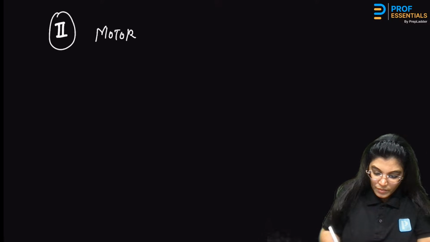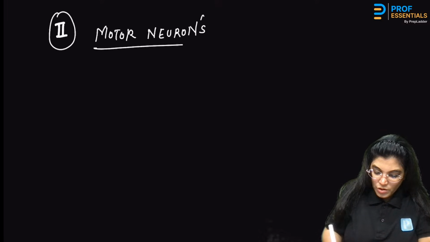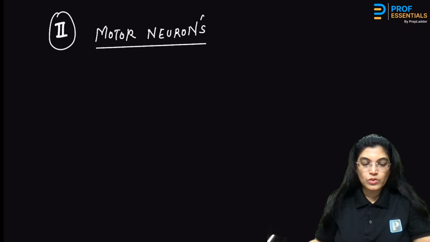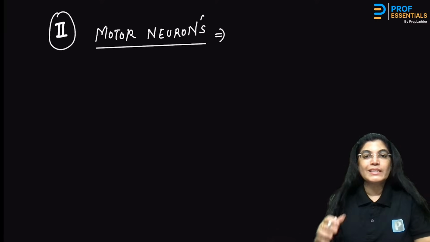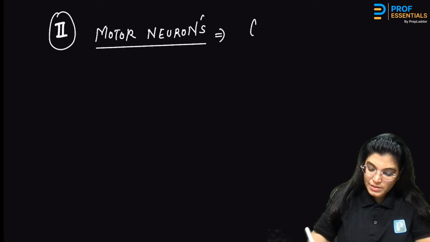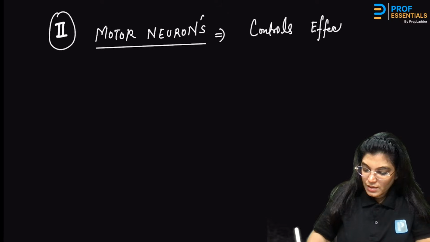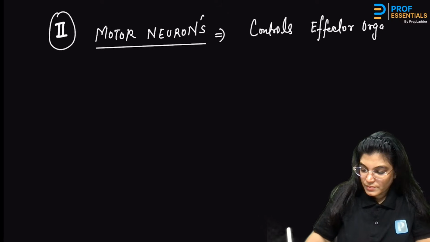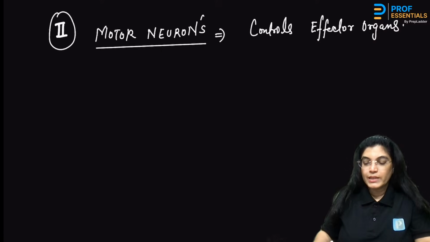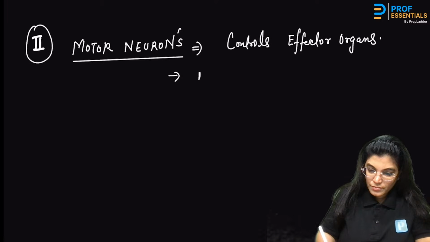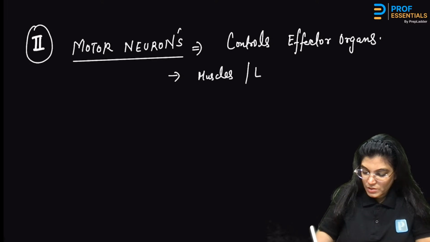Next variety is motor neurons. In functional classification, we have sensory neurons and motor neurons. We have done the sensory neurons. If I talk about motor neurons, the function is that it controls effector organs. What are the effector organs which it controls? It controls muscles. It controls exocrine glands and endocrine glands.